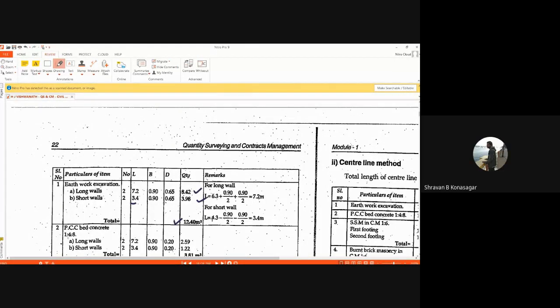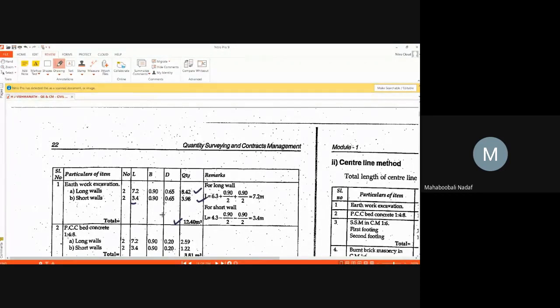When you do the calculation using a calculator, there might be some change, no problem. You understand the concept, you understand the procedure, no problem. Because this is a solution some person has solved, he has also made some mistakes. Don't worry about all those things. This is the procedure you should understand. So this is the excavation quantity.